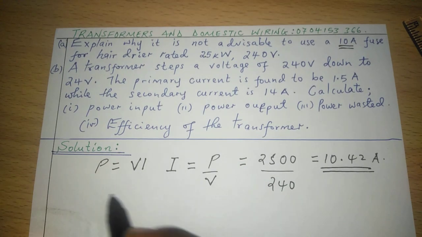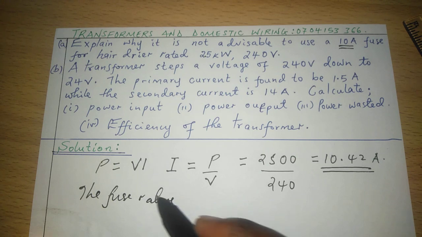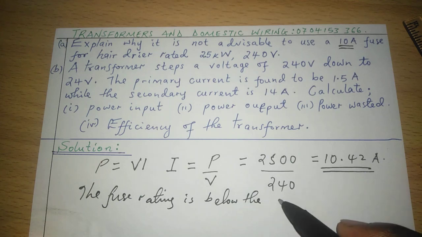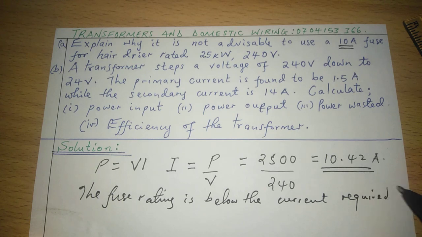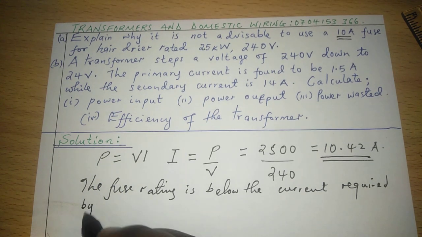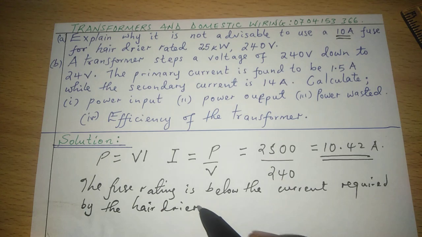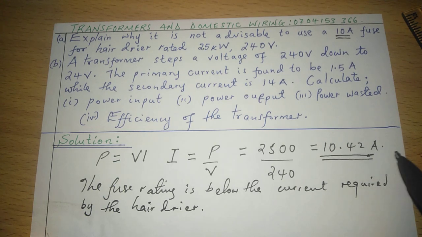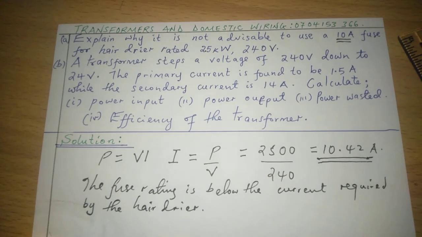Therefore, the fuse rating is below the current required by the circuit or by the dryer. If it is already below, then the dryer will not operate because the fuse will melt at 10 amperes and the current passing is 10.42. So because the current is already above 10, the fuse will melt even before the dryer operates.